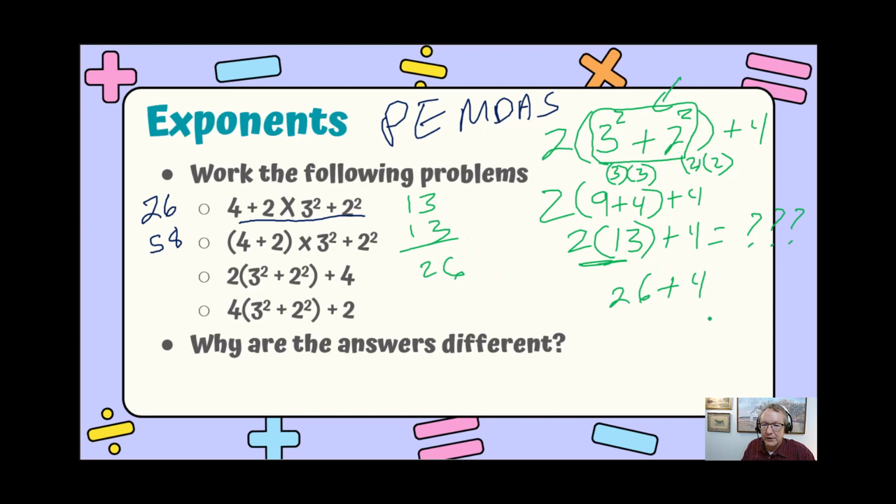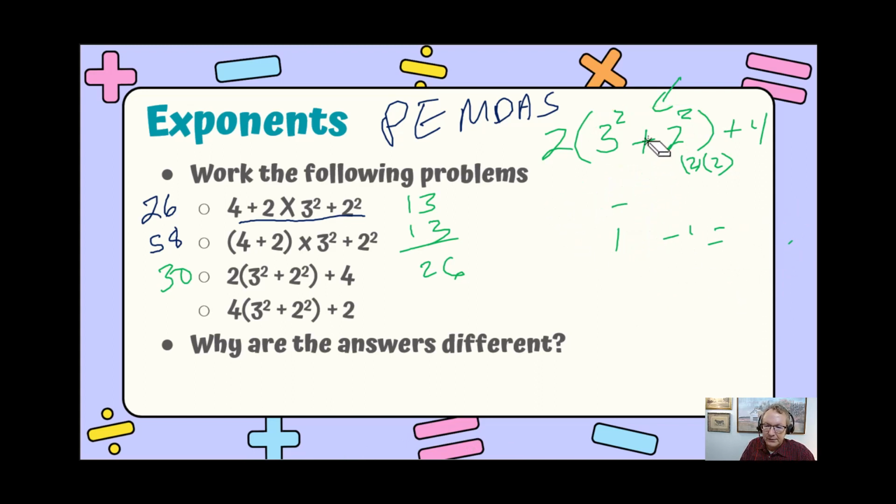26 plus 4 is 30. Let's double check our work. We don't want to make any more mistakes, right? But what happens if we make a mistake? Is it the end of the world? Do we say bad things about ourselves, or do we just fix it and move on?